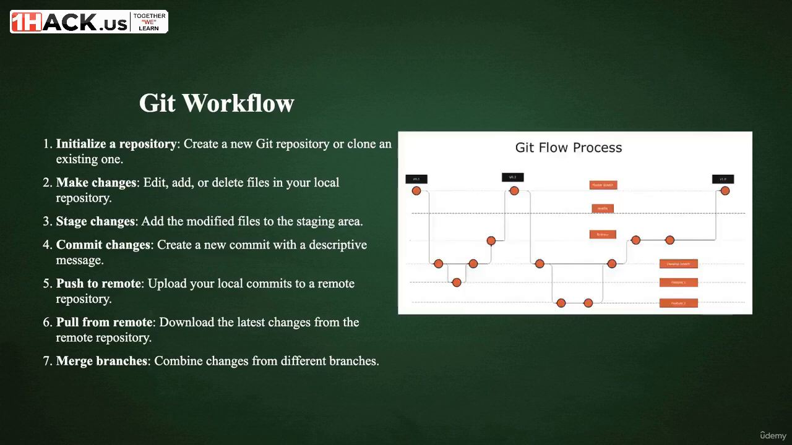The typical Git workflow involves several steps. First, you initialize a repository by creating a new one or cloning an existing one. Then you make changes to your files, add them to the staging area, and create a new commit with a descriptive message. Next, you can push your local commits to a remote repository, such as GitHub, and pull the latest changes from the remote. Finally, you can merge branches to combine changes from different features or bug fixes.